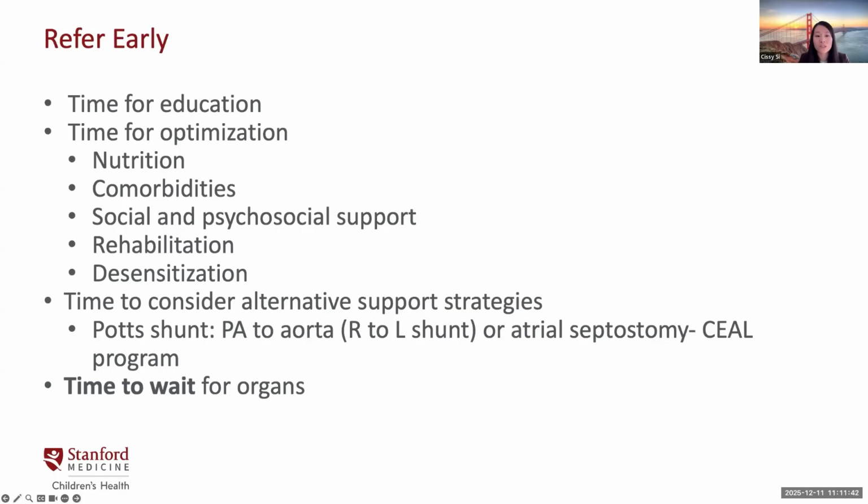For example, in patients with severe pulmonary hypertension, there's time to consider a reverse Potts shunt, which is a right to left shunt offering a pulmonary to systemic shunt that allows a pop-off to preserve RV function. At our center, this is under the umbrella of the SEAL program, and ultimately allows patients time to wait for organs.